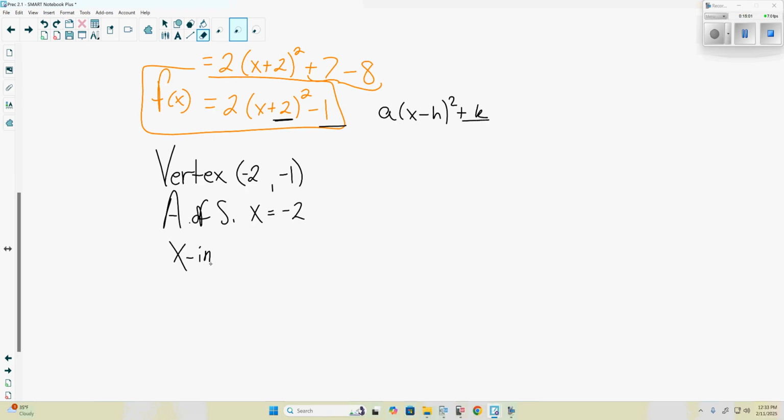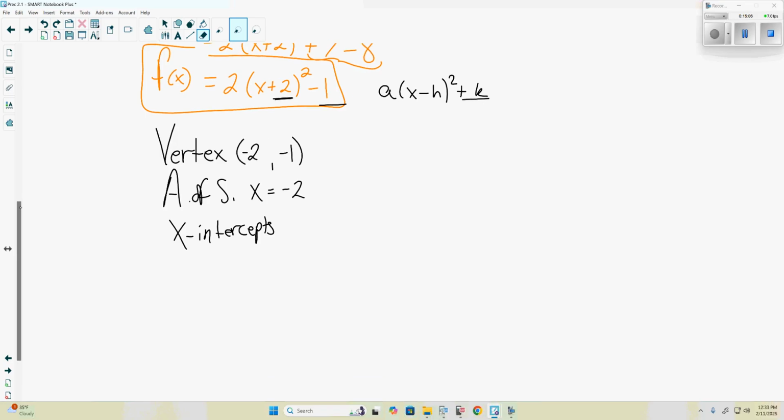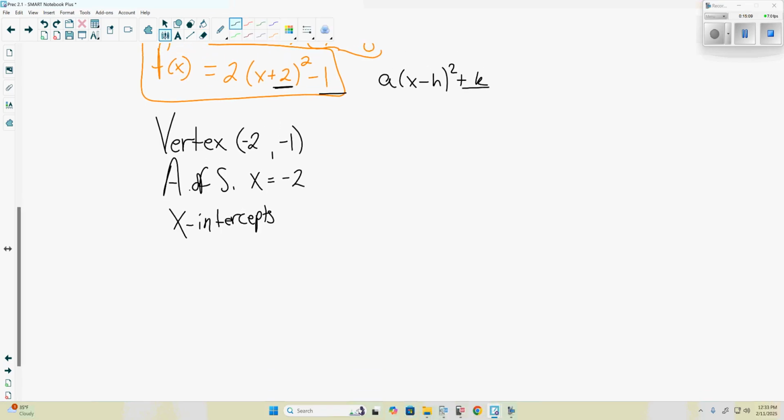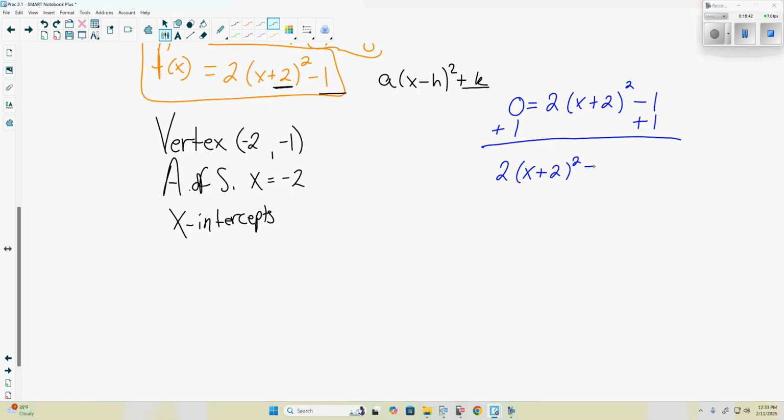Now we could also find the x-intercepts. Now finding the x-intercepts is going to require us to solve this. Since we do have it in vertex form, x-intercepts are just where it's going to cross the x-axis, where the value of y is 0. Now for us here, it's going to involve us solving this equation. And since we do have a set of parentheses being squared, we just need to get them by themselves first. So the first thing I'm going to do is add 1 to both sides, telling us 2 times x plus 2 squared is equal to 1.